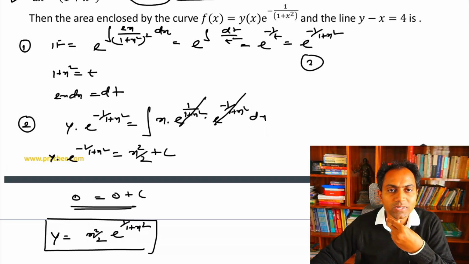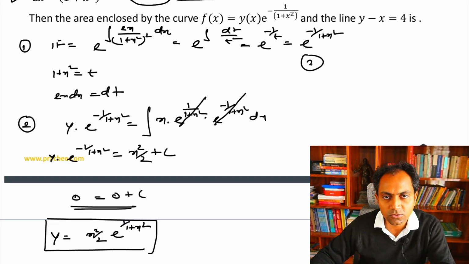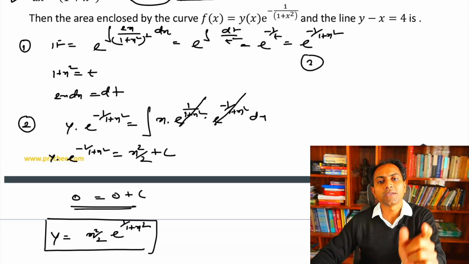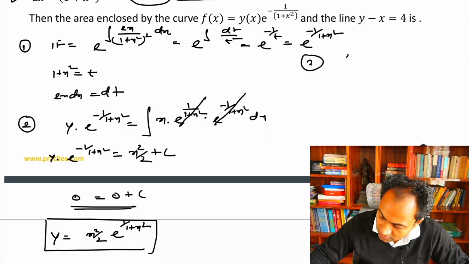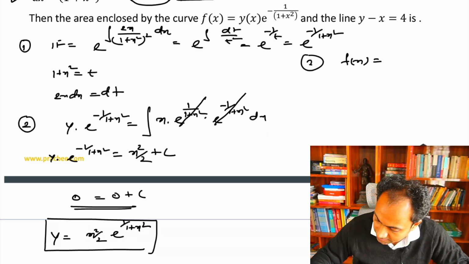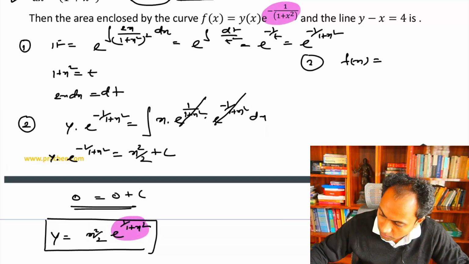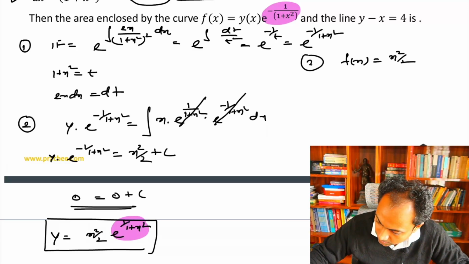If I move toward the area enclosed, that is the second part of this question, they are saying: what is the area enclosed between f(x) and the line that they have given to us. So let us first write f(x). If I put the y(x) part that I have here, you can see that the second part from here and here will get cancelled out, and what we will get is nothing but x square by 2. And the equation of the line is y equal to x plus 4.